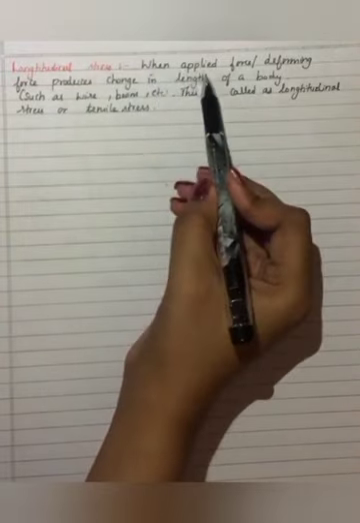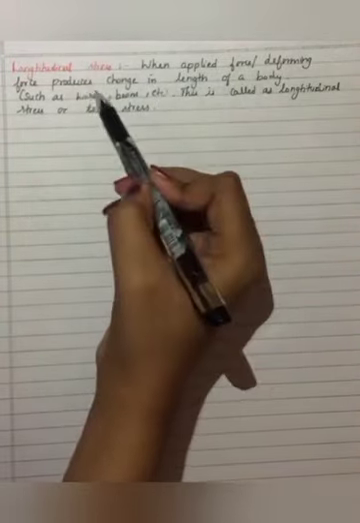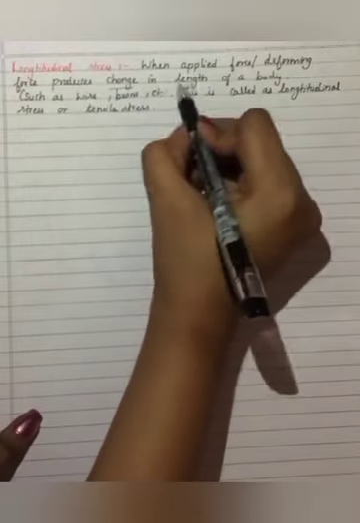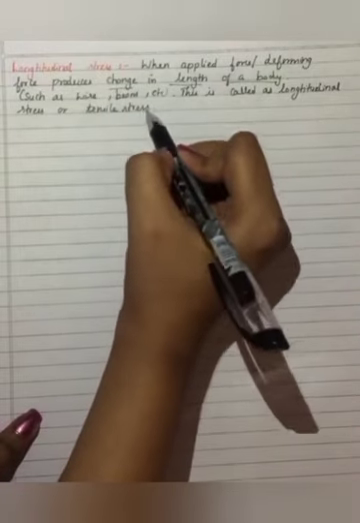Now, longitudinal stress. Simply we can say that it is a change in length of a body. Suppose when I apply some force, then it changes the length of a body, such as a wire, beam, etc. Definition: when applied force or deforming force produces changes in length of a body, such as wire, beam, etc., this is called longitudinal stress or tensile stress.